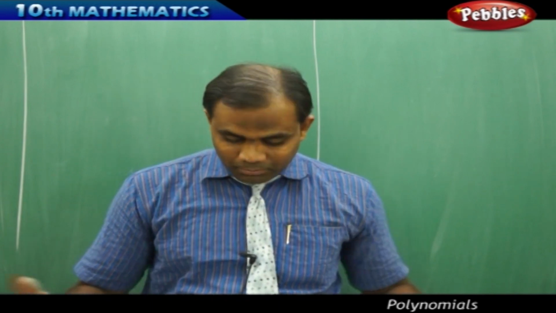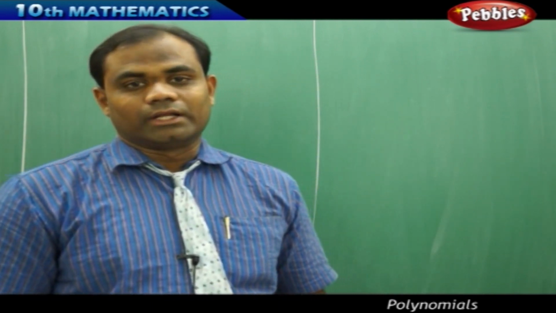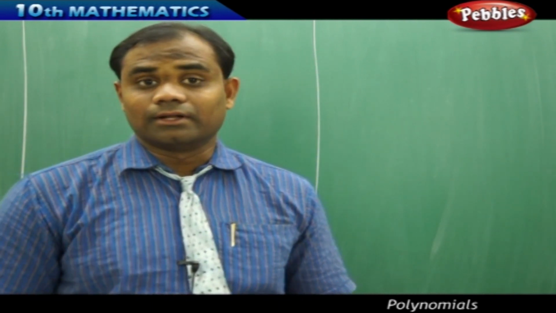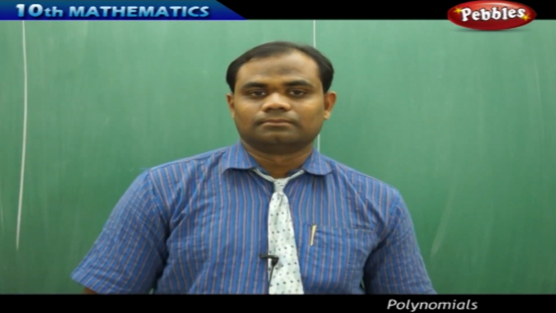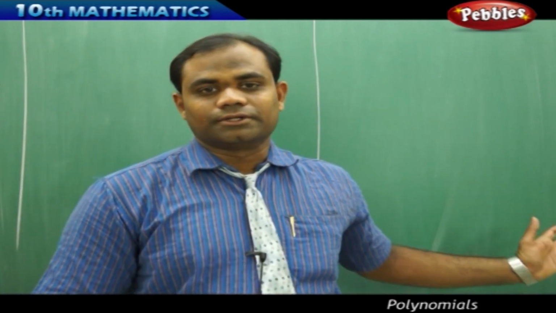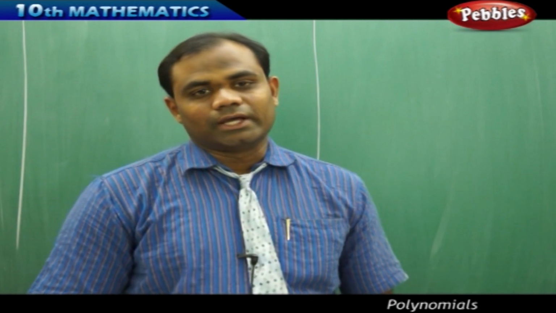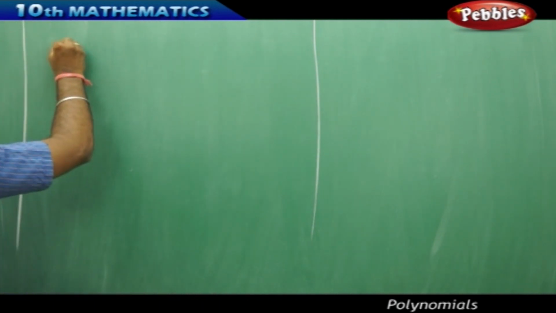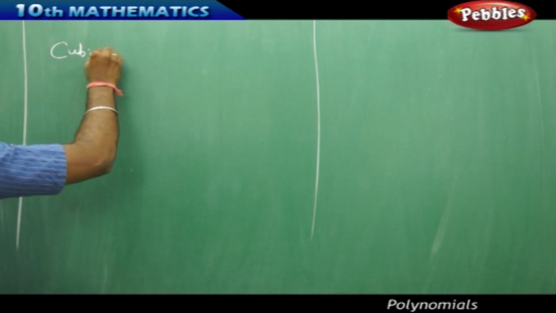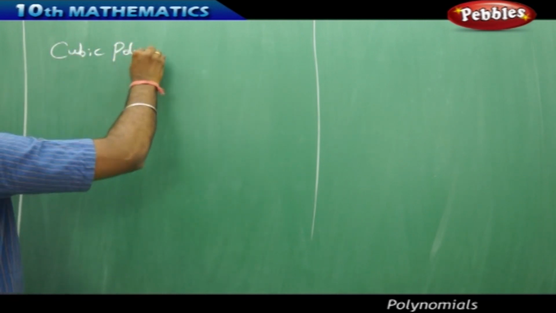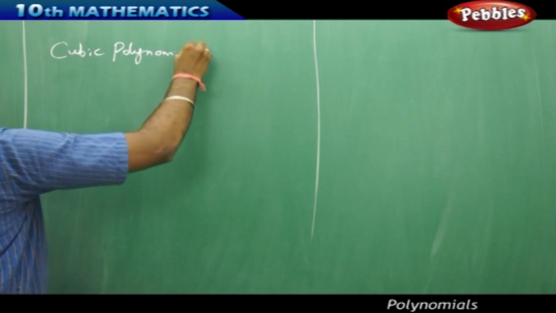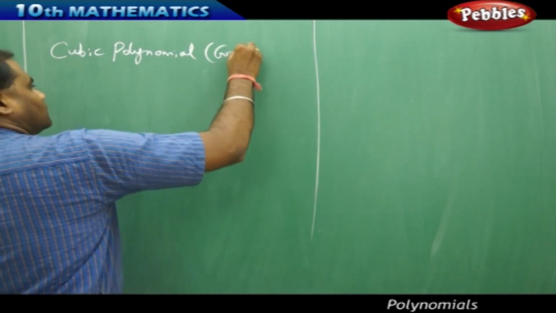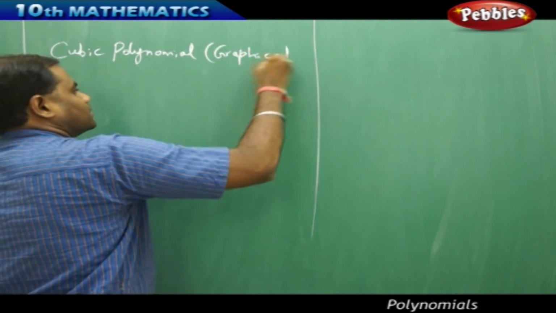So what would be the shape of a cubic polynomial when we graph it on a real xy coordinate system is what we're going to see, continuing with the session. So a cubic polynomial, say for example, I take a cubic polynomial in its graphical understanding.